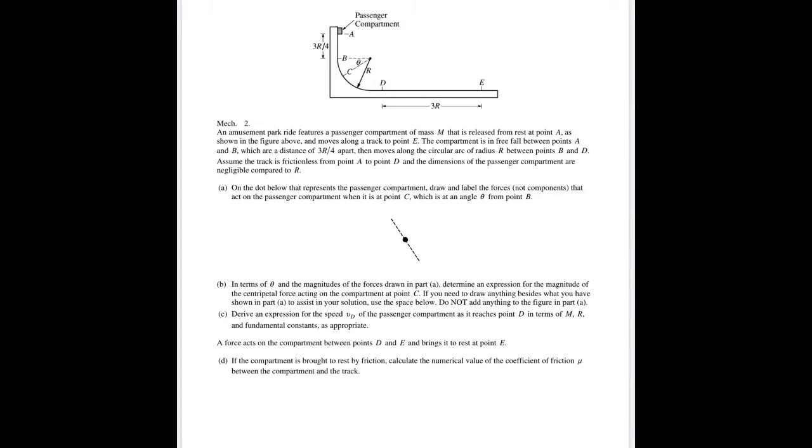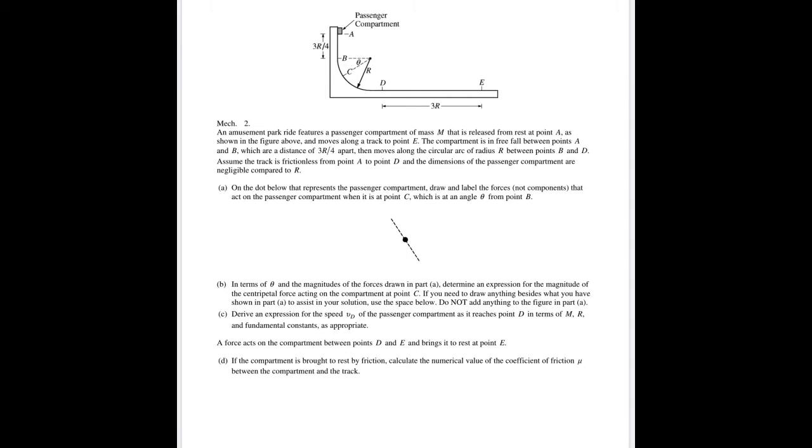Hey everybody, here is 2011 AP Physics C question number 2. Alright, so on the dot that represents the passenger compartment, draw and label the forces, not the components, that act on the compartment when it is at point C. All we're worrying about is the forces.